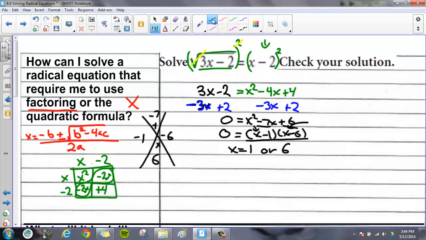Now, got to check them. We can't give up. We can't just move on and not check these. So we're going to check each of these solutions. Let's check this one first in my equation. Put it right in there and there.